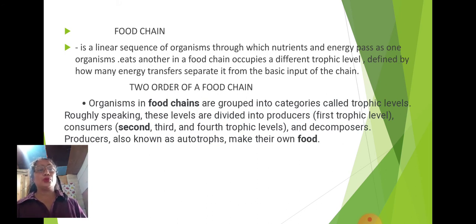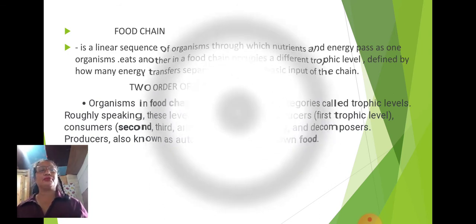Producers, also known as autotrophs, make their own food. For example, plants make their own food. They need sunlight, water, and air. Okay, understood? Any questions about this? Okay, none. Thank you so much.